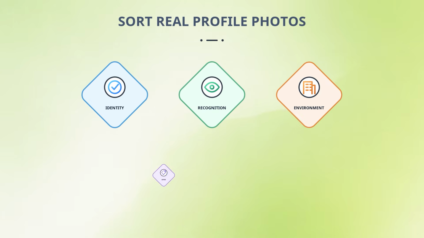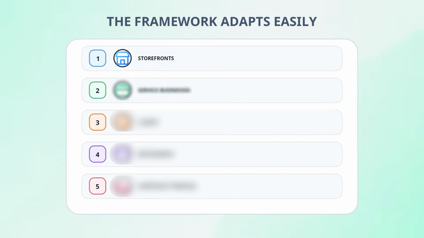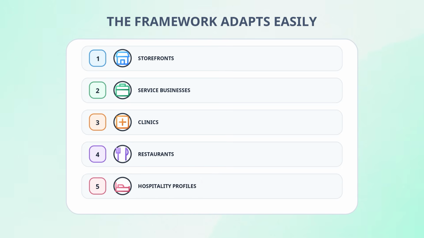We're going to build a 5-gap photo audit. It sorts real profile photos into identity, recognition, environment, offer, and people. Then it produces a verified gap matrix, a practical shot list, and an upload-ready handoff. You are selling clarity, not a promise that photos guarantee rankings. The framework adapts easily to storefronts, service businesses, clinics, restaurants, and hospitality profiles.